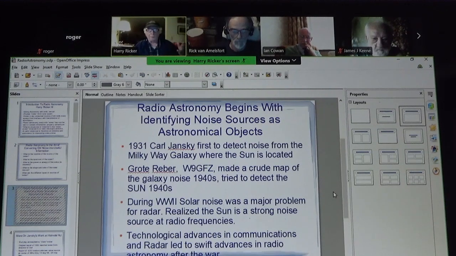And this was the first time that any noise or radio emission had been detected from the sun, which I think is kind of interesting. The British thought that the Germans had invented some kind of sophisticated radar jamming system, but that wasn't the case.